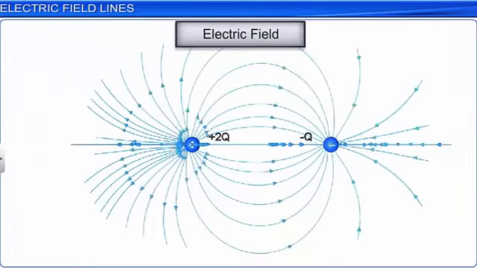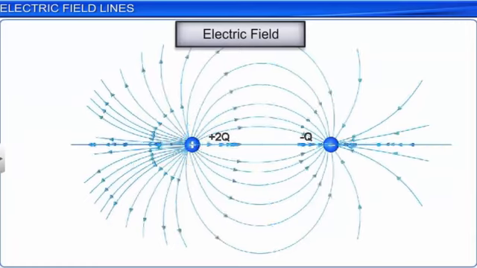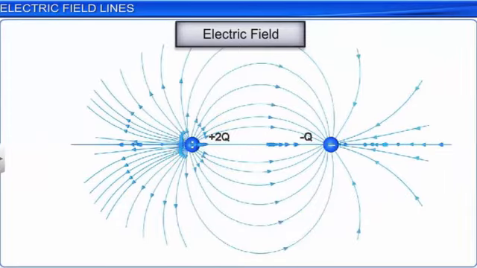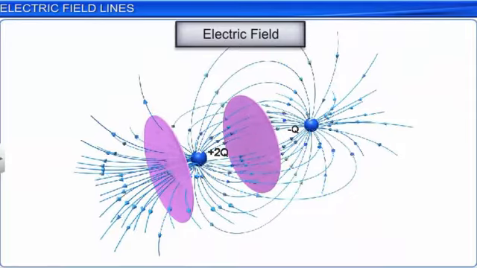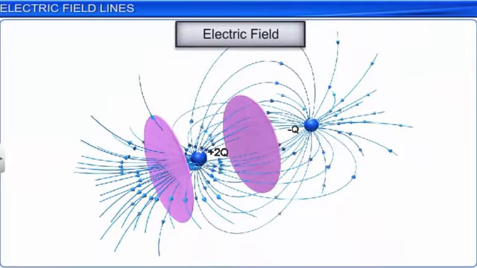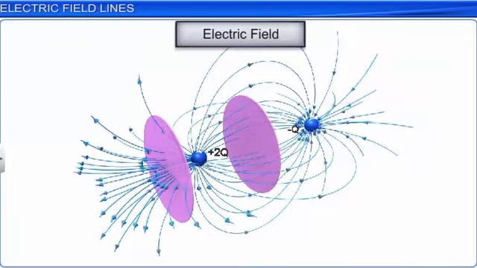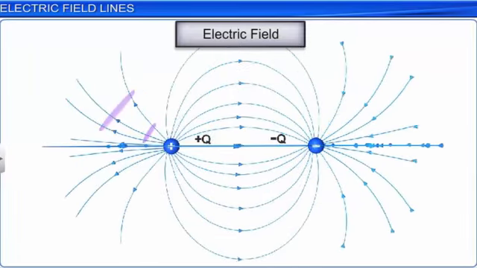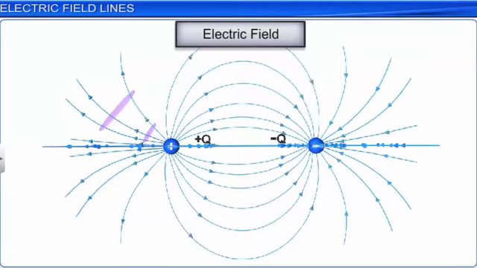The number of electric field lines is proportional to the magnitude of the charge. For a charge configuration of magnitude Q, if the field lines per unit area normal to it are, say, N, then for a charge of magnitude 2Q, the number of field lines passing normal to a unit area is equal to the electric field strength.